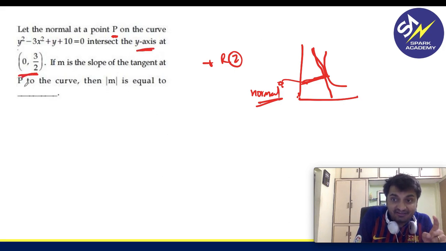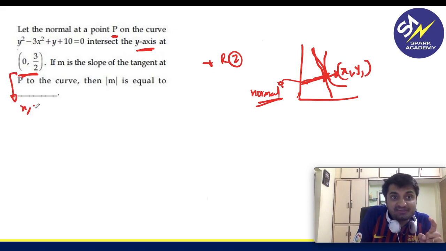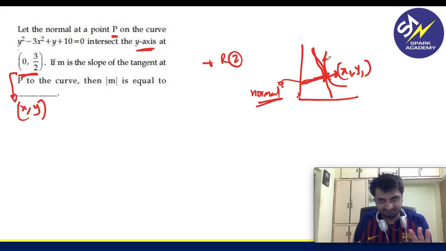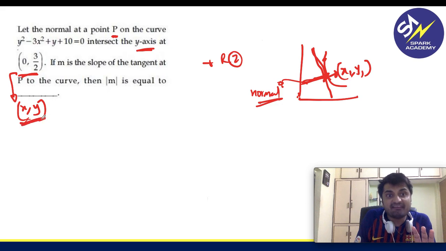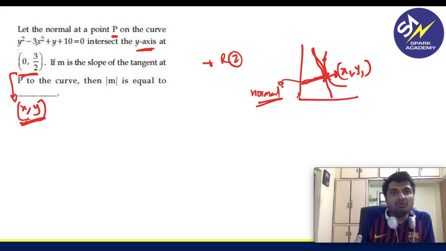So what is given? Here points are given. This is the point of contact, right? This is like x1, y1. Here what is given to you is the point on the curve. So x comma y is given to us, not x1, y1. x1, y1 we don't know yet, guys. Now, if m is the slope of the tangent at P to the curve, then mod m equal to.